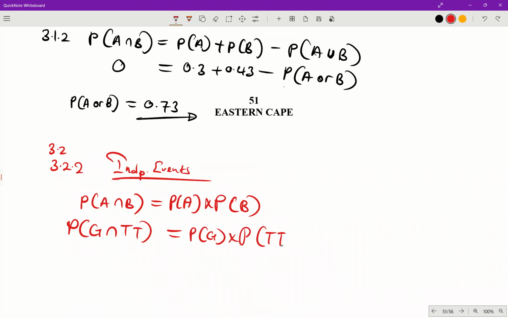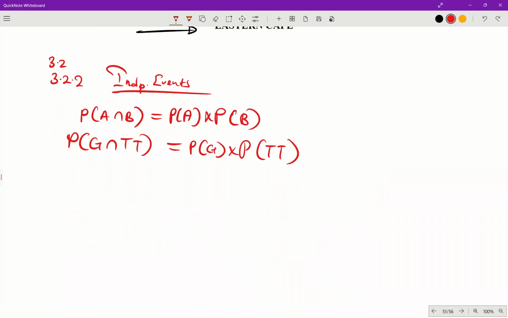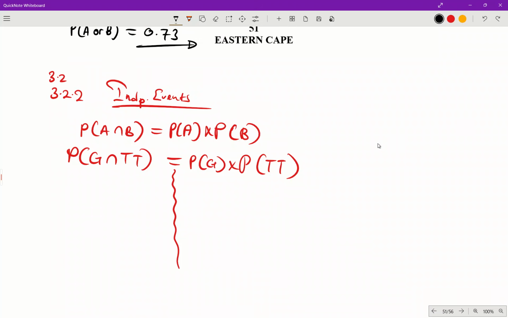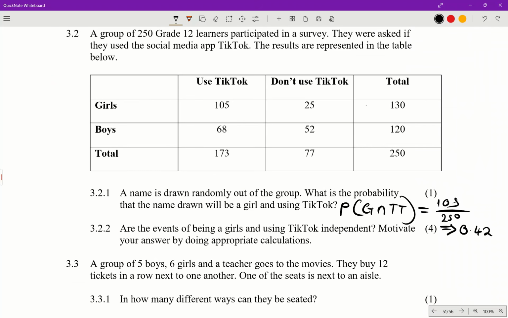Now, for these two events to be independent, they have to be equal. The probability of a girl and using TikTok has to be equal to the product of the probability of a girl and the probability of using TikTok. So first, we're just going to divide like that. Let's find the probability of girl and using TikTok. Remember, this symbol shows you intersection. Go back to your table and find the intersection: girls using TikTok.